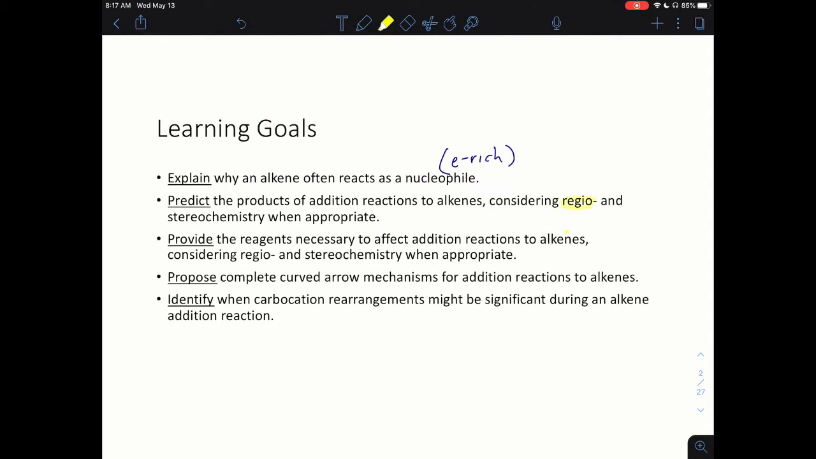which site on the molecule reacts, and stereochemistry, how in space does it react when appropriate. We will provide reagents necessary to effect addition reactions to alkenes. We'll propose complete curved arrow mechanisms, and yay, it's back, identify carbocation rearrangements.